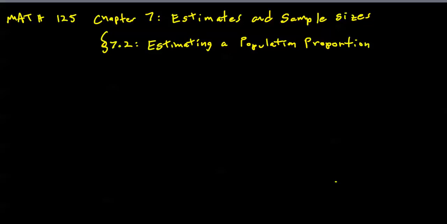Yes, good morning. Today we're going to start talking about Chapter 7. Chapter 7 is entitled Estimates and Sample Sizes. And in particular, Section 7.2, which we'll talk about today, we're going to be estimating a population proportion with some desired characteristic of interest. Really, this opens up the third part of our course.